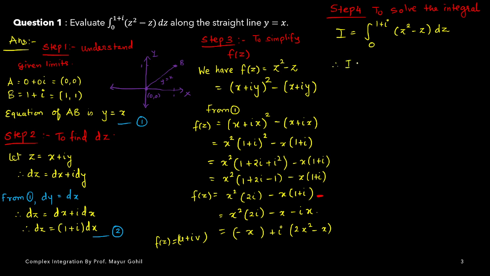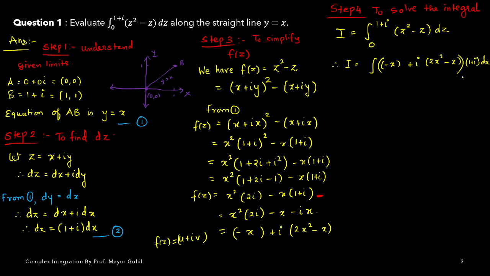Therefore, now when I substitute the function over here, I see it is minus of x plus i times 2x square minus x. And the dz term is now 1 plus i times dx. So I'll write here 1 plus i dx. That's how I get there.